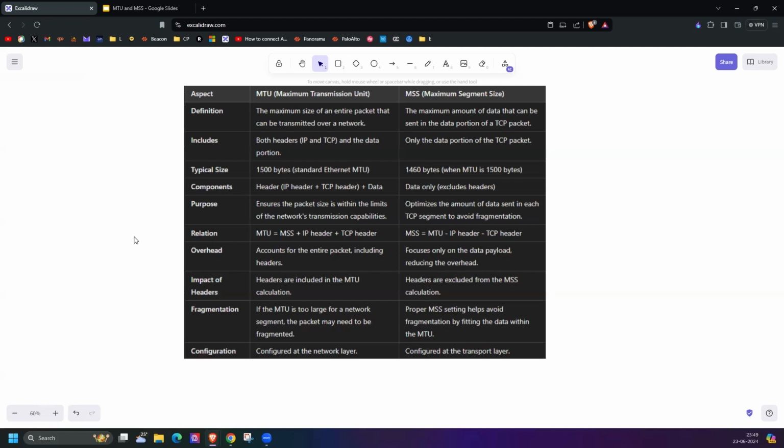Configuration: MTU can be configured at the network layer, whereas the MSS value is configured at the transport layer. Additionally, this question can be asked in an interview: MTU and MSS operate at which layer? You can say the MTU value operates at the network layer and the MSS value operates at layer 4. As we discussed, during the TCP three-way handshake, in the SYN packet, the MSS value is automatically negotiated. We can set it manually as well, but by default it's automatically negotiated during the TCP three-way handshake.